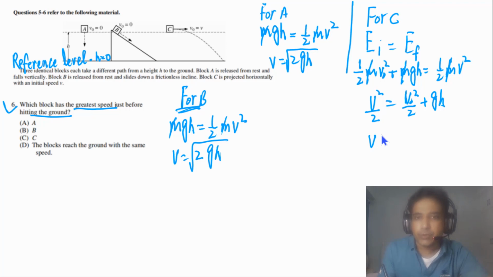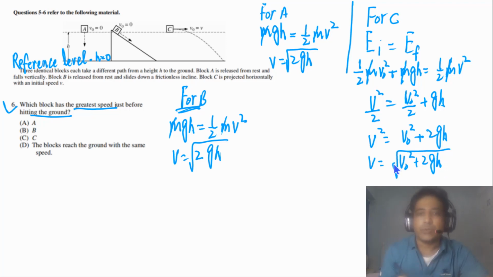Now we can write down in this case v square will be equal to v naught square plus 2gh. So we need to calculate v in this case. So v simply will be equal to the root of v naught square plus 2gh. So you can see in this case the speed of C. So this is the speed of C, this is the speed of A, and this is the speed of B.